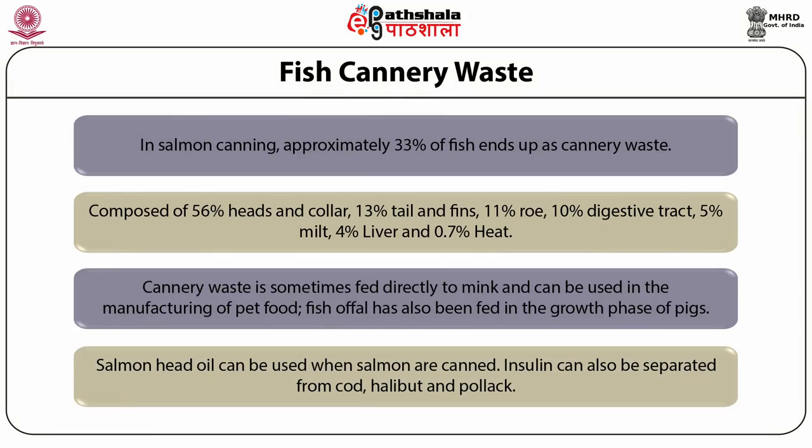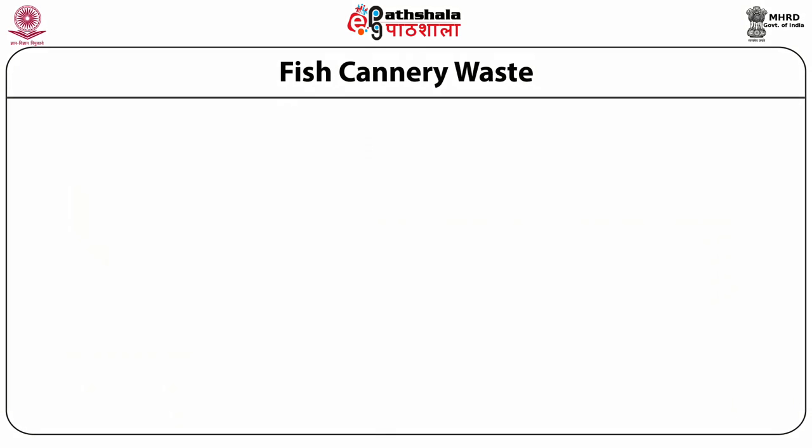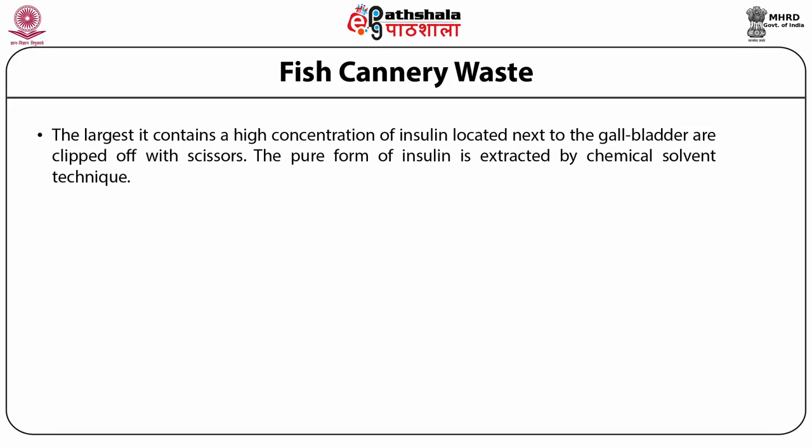Salmon head oil can be used when salmon are canned. Insulin can also be separated from cod, halibut and pollock. So, cannery waste can be utilized in the production of various products like oils. Fish cannery waste contains a high concentration of insulin, which is located next to the gallbladder and is clipped off with scissors. The pure form of the insulin is extracted by a chemical solvent technique.